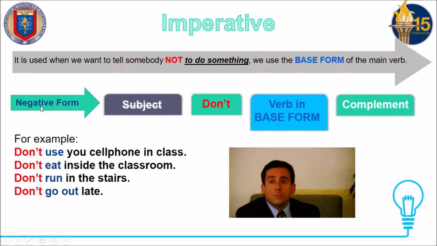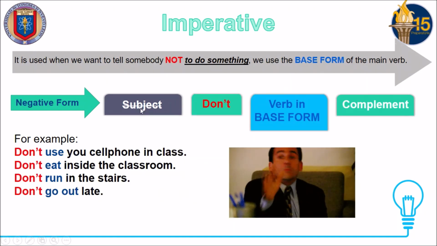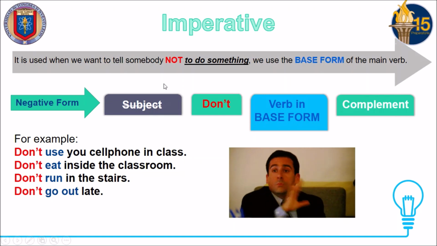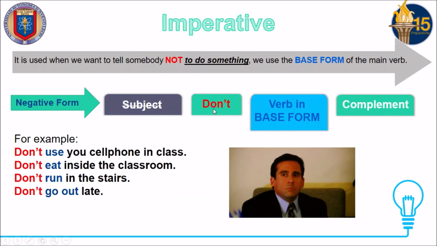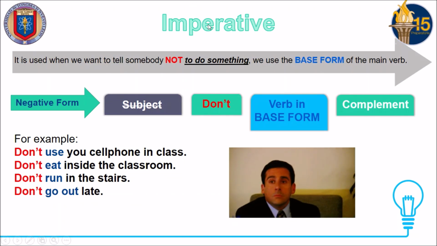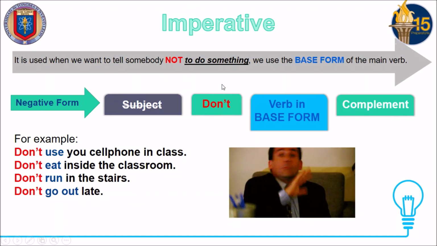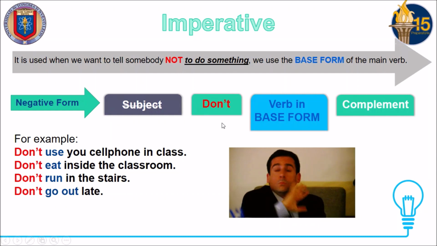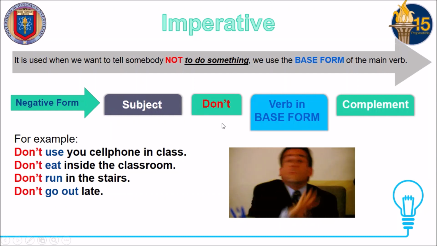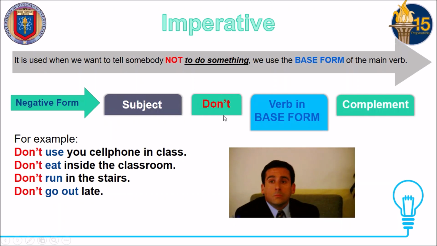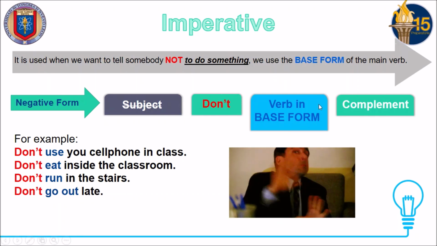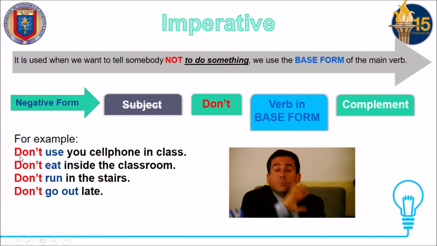When you have a negative form, it's the same. You cannot use the subject, but you need to start using don't. That will be the auxiliary for the negative forms when it comes to imperatives. Every single time you are going to use don't. It doesn't matter what situation you have, you are going to use don't, followed by the base form and the complement, like here.